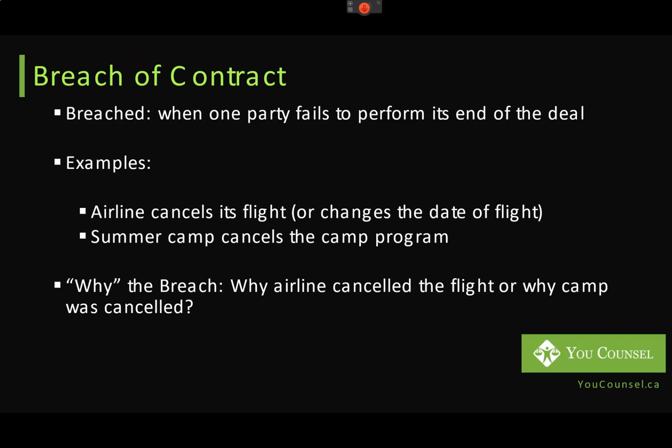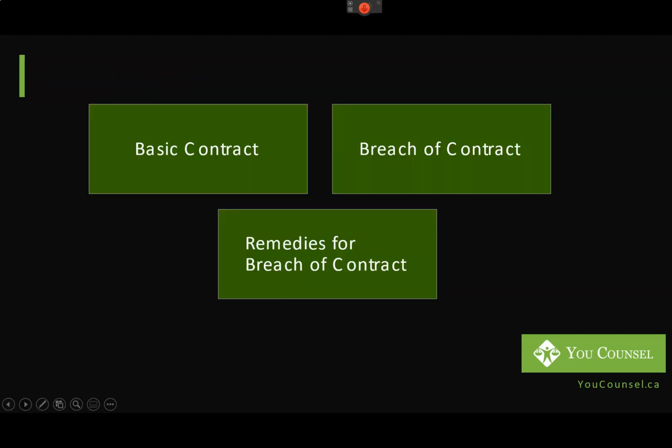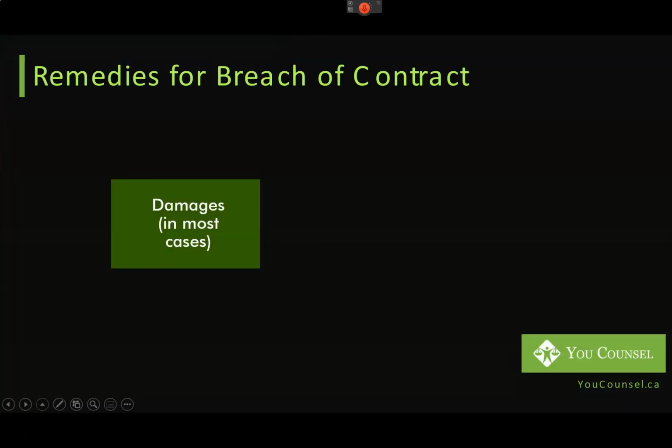Let's understand that first. Let's talk about, once the contract is breached, what kind of remedies the performing party has against the non-performing party. So fundamentally, in most contractual cases, the performing party who has not done anything wrong is entitled to damages. Now, in certain cases, they can be entitled to specific performance, but we're not going to discuss that today. We'll keep it simple. In most cases, for example, this airline example or the summer camp example, the parties will be entitled to damages.